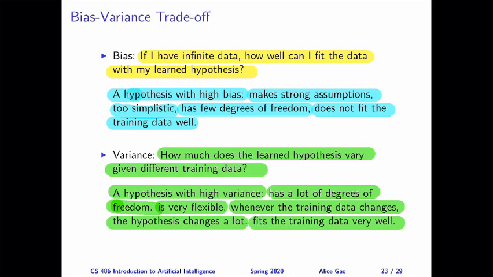You might think this is a good thing, right? We have this training data and we want something to fit it well. But remember that our goal is generalization. We want to fit unseen data well. So one problem with a hypothesis with high variance is that we may be fitting the training data too well. We may be reading too much into the information provided by the training data. So we might come up with a hypothesis that fits the training data too well and does not fit unseen data well. This problem is also called overfitting.